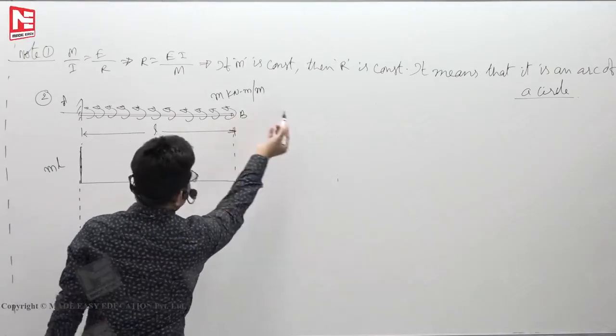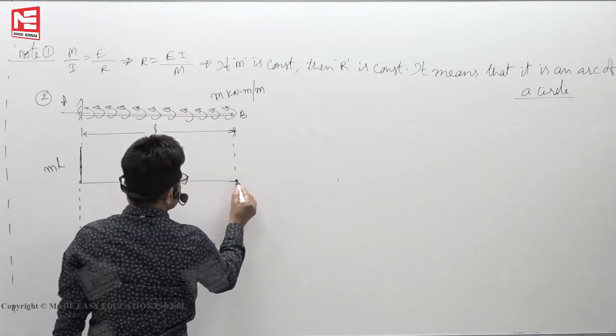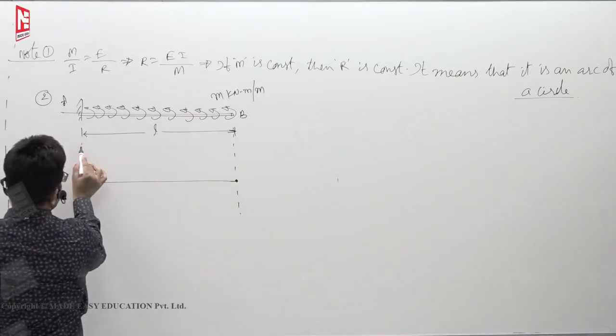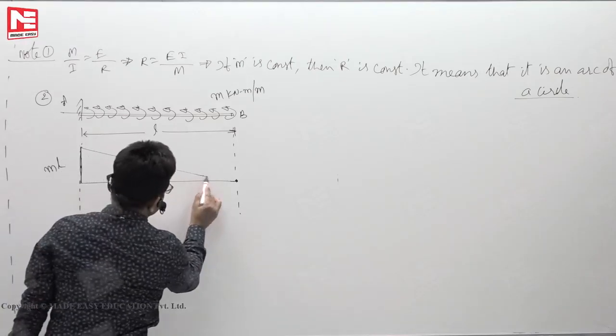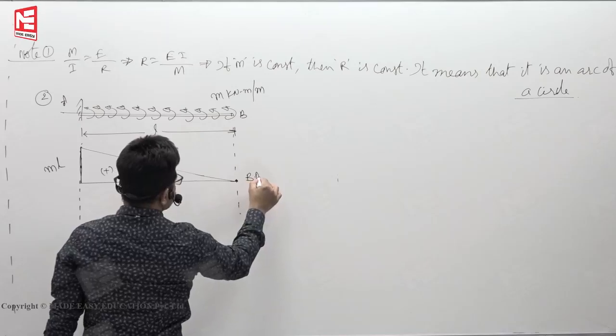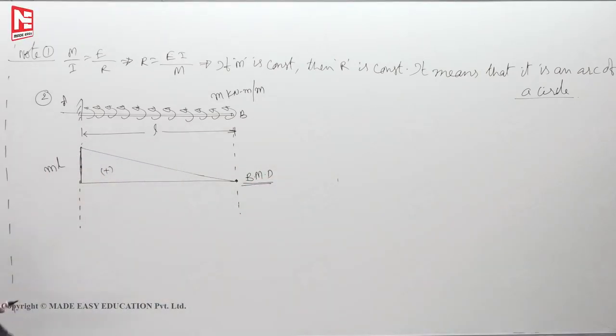Stand here, look to the right side, there is no moment, so the bending moment is 0. But here it is m into L. Since L has power 1, it varies like a straight line. This is your bending moment diagram for a cantilever beam subjected to a uniformly distributed moment. Now, is it a case of pure bending moment or not?